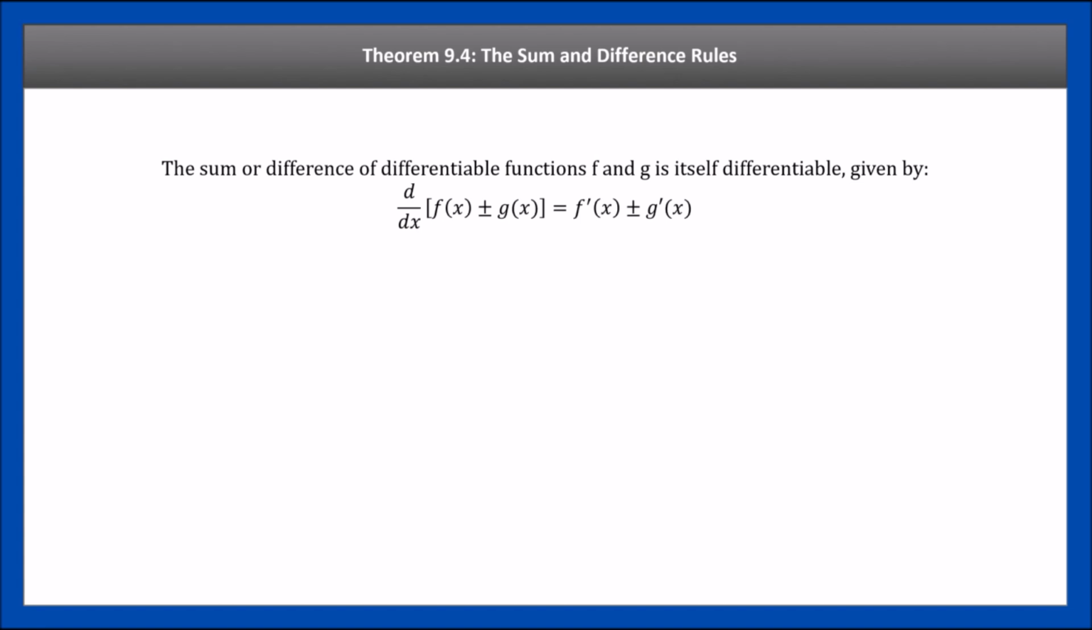This does not work with multiplication. So you can't multiply or divide two functions and then do the derivative separately like this. You have to use a different rule, which we'll talk about later, probably either this lesson or the next one. We'll talk about product and quotient rules at some point. But for now, when you have a sum or a difference, you can take the derivative separately and then add or subtract them.